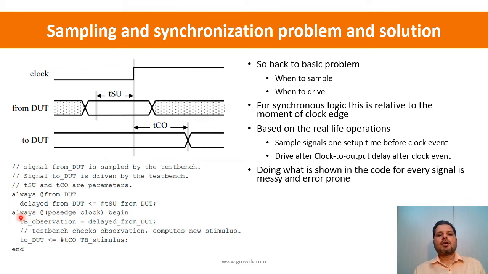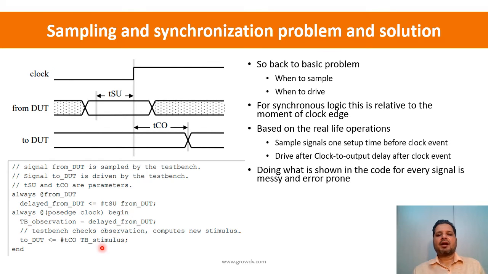Now when the passage of a clock takes place, for this TB observation signal I am doing a blocking assignment so that it becomes immediately available. I am doing a delayed from DUT signal assignment. Now if this signal had changed TSU time units before the clock edge, then the TB observation will be able to capture it, and if it has changed very close to the clock edge, if it is less than TSU, then this particular change will not be captured, which mimics the real hardware behavior.